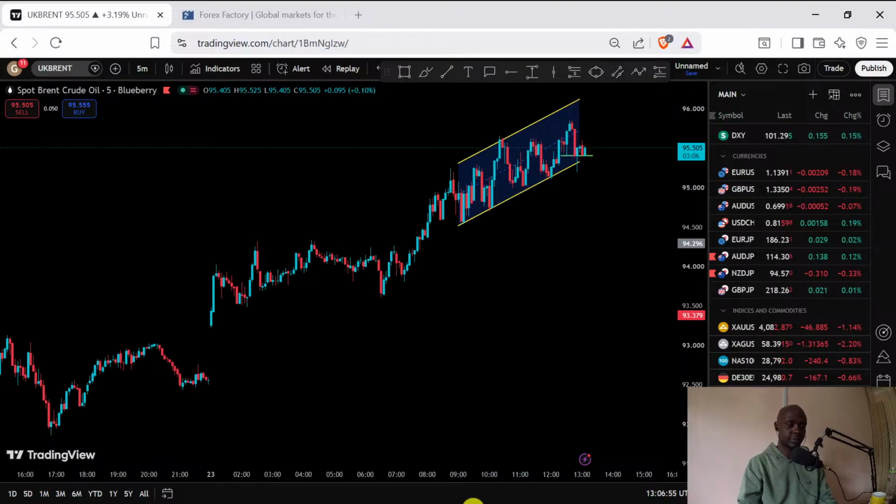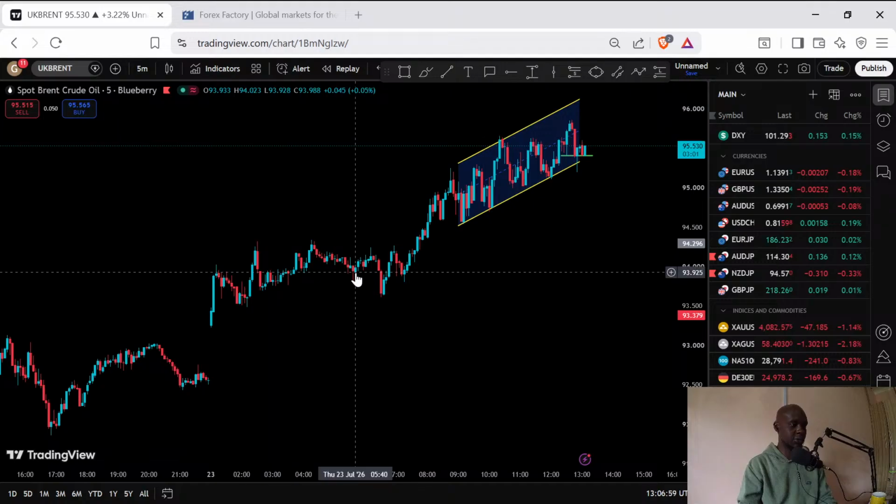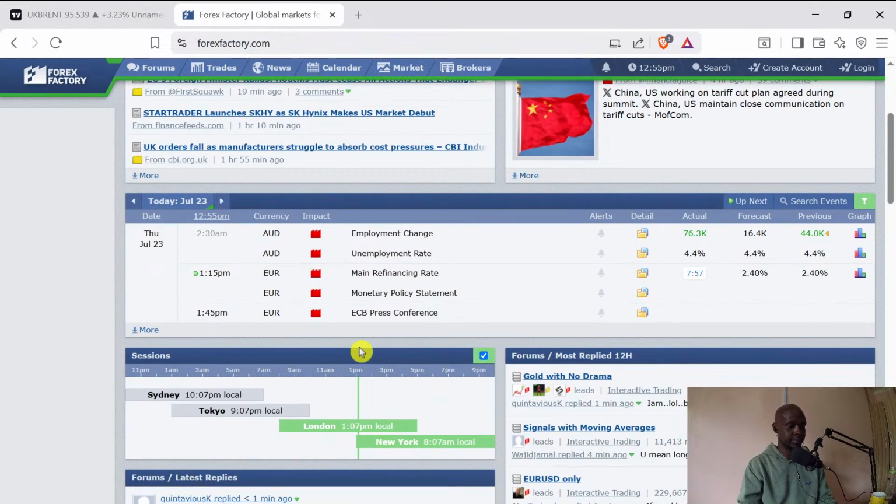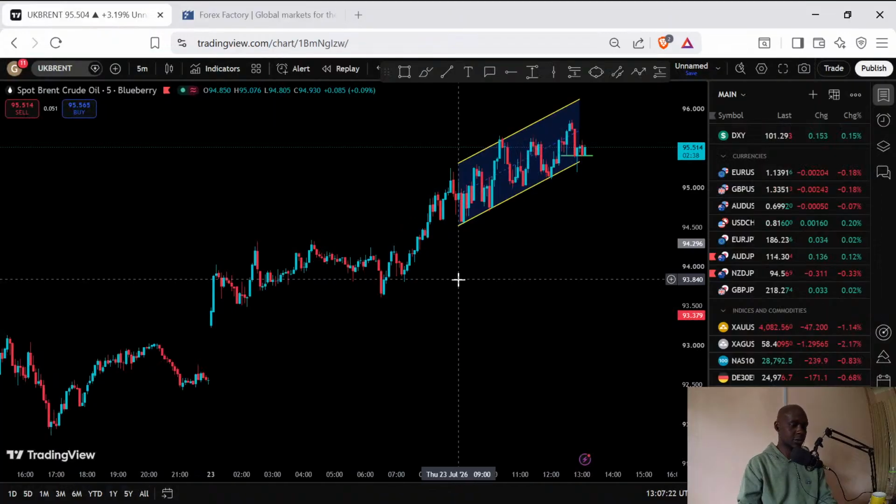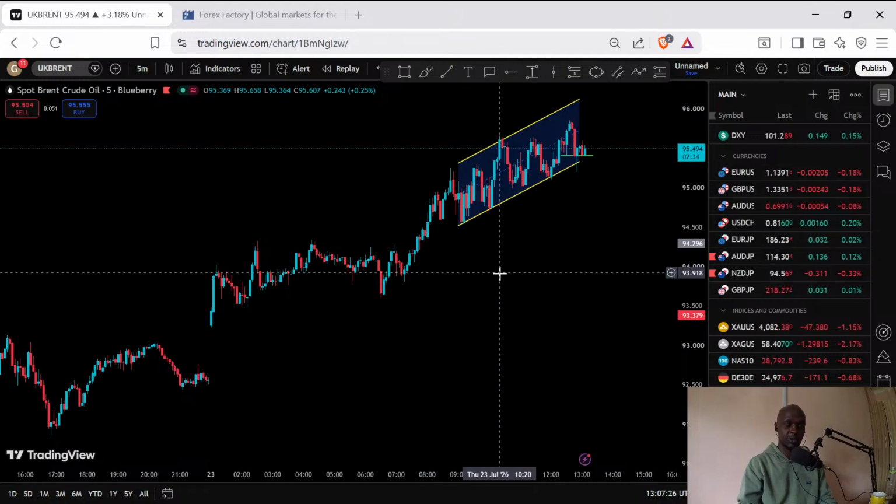In another 10 minutes or so, we're about to get some high impact news from the euro. We have the main refinancing rate and the monetary policy statement, as well as the ECB press conference, which will be later on at 1:45 p.m. London time, which will be 3:45 p.m. Kenyan time. So you also have to be aware of that high impact news and the impact it will have on the markets.